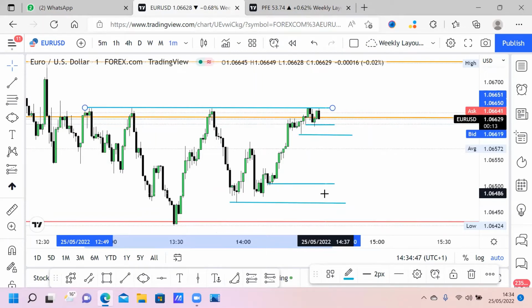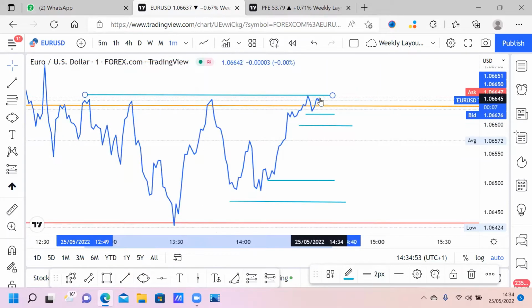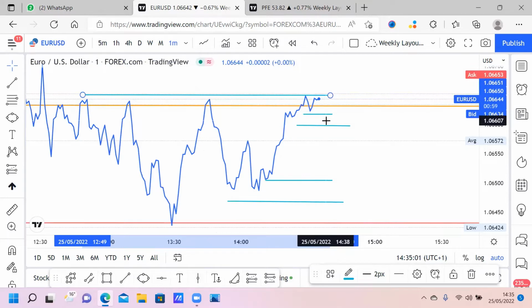Now, if we go back to the line chart, look at how price is not going above this area. It's doing a lot to go to that area, but it's not able to. So the force or the power of the bulls is starting to go away. Now look carefully how it goes below this orange zone. Now let's go back to the line candlesticks.